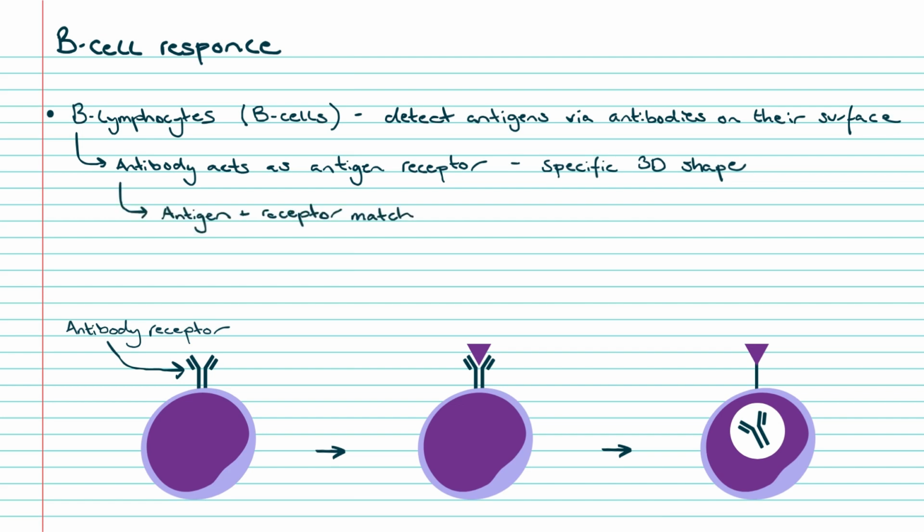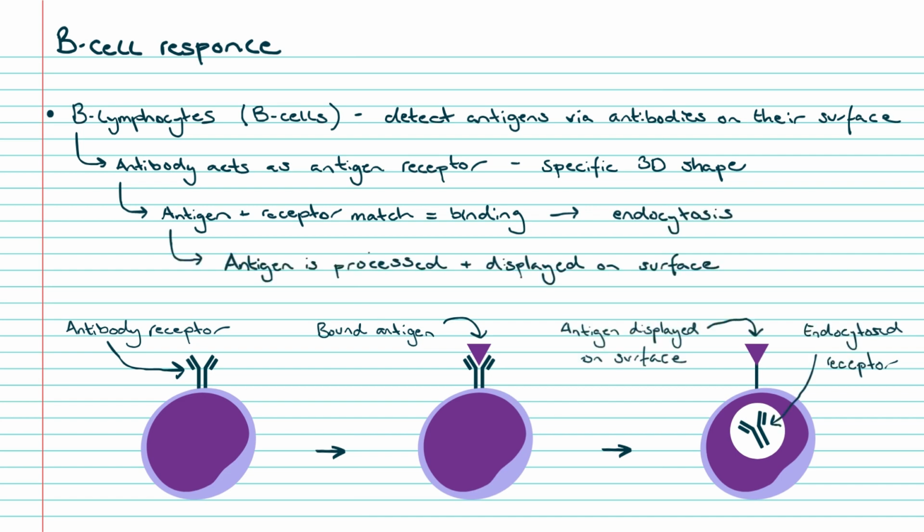If the receptor and antigen match, they will bind, causing the receptor and the antigen to enter the B cell via endocytosis. The antigen is then processed and presented on the surface of the B cell.